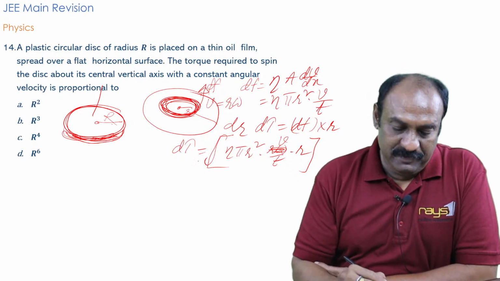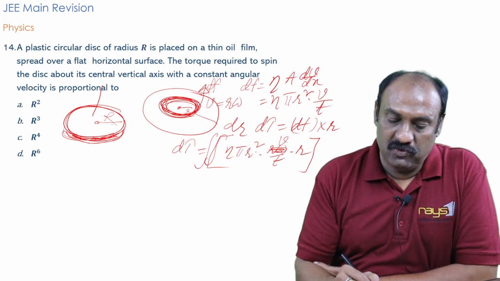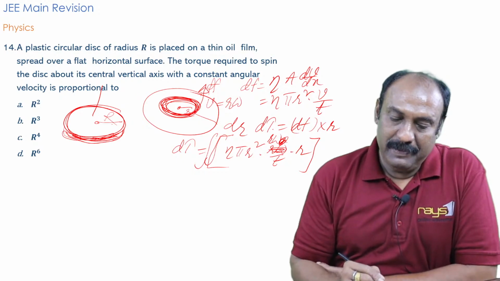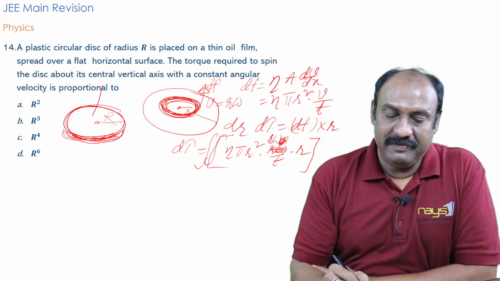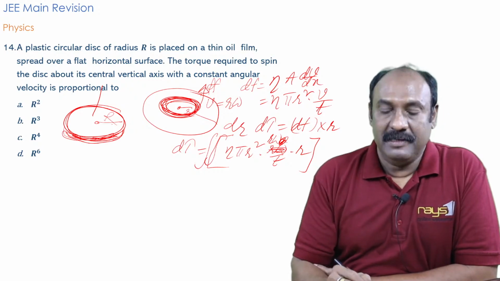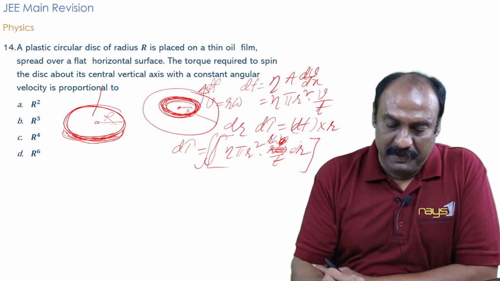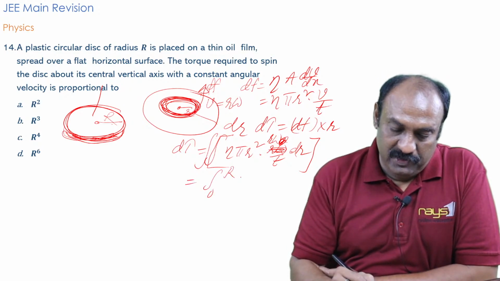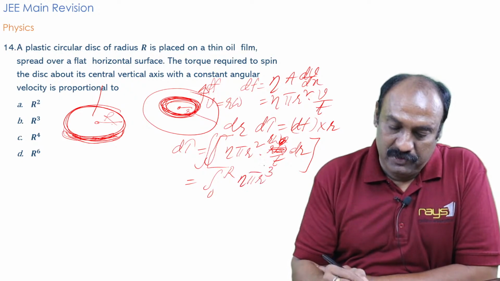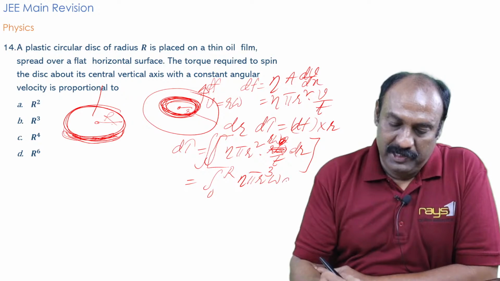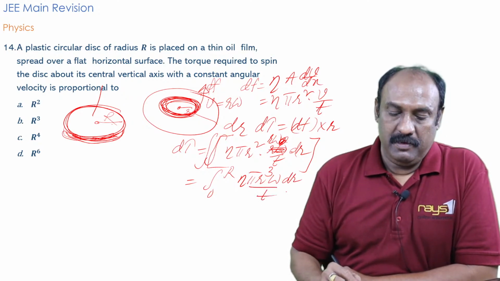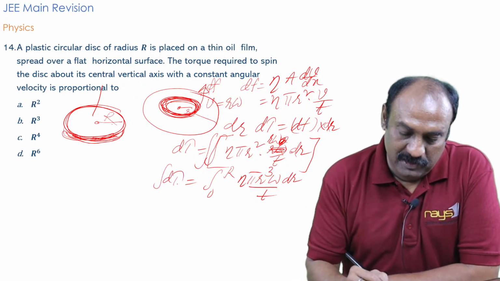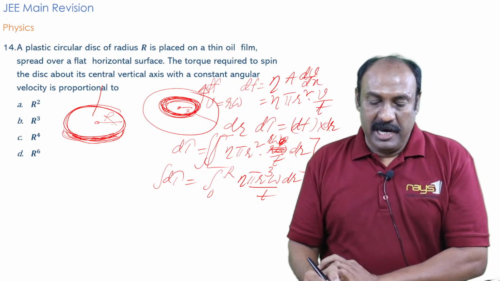Therefore, it is the integral of eta into pi r squared into V. Here I write V as r omega, but what is the thickness here? In place of the thickness I write dr, this is the dr perpendicular distance. So, from this, the integral from 0 to r of eta into pi r cubed omega into dr by t. Here I consider the perpendicular distance as dr. Therefore, the integral of d tau equals eta into pi r cubed omega into dr by t.